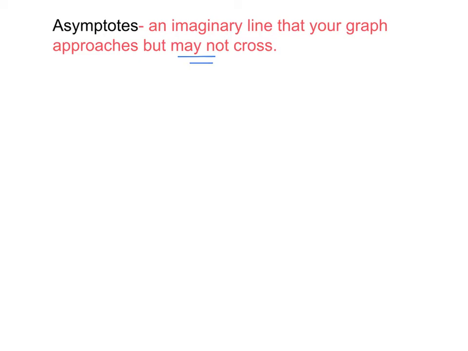So just think about an asymptote. Your graph is drawn toward that asymptote. It's an imaginary line that your graph approaches. It's drawn toward it, but it does not cross. Cool. Let's check this out.